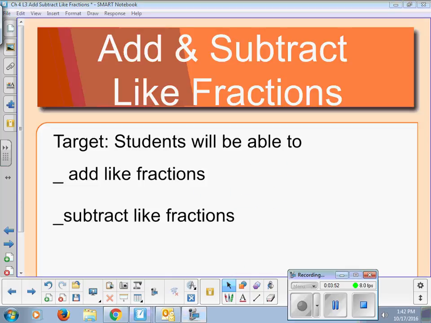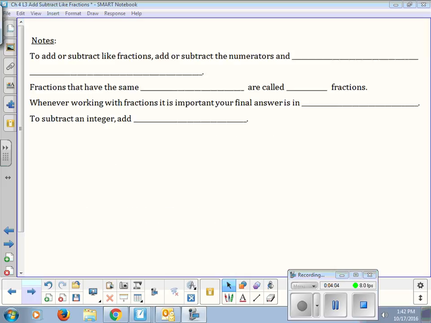Okay, so today's lesson is adding and subtracting like fractions. Our target for today: students will be able to add like fractions and subtract like fractions. Looking at our notes, to add or subtract like fractions, you add or subtract the numerators, and what do we do to our denominators? You do the same thing. Big dog, you keep the same denominator.